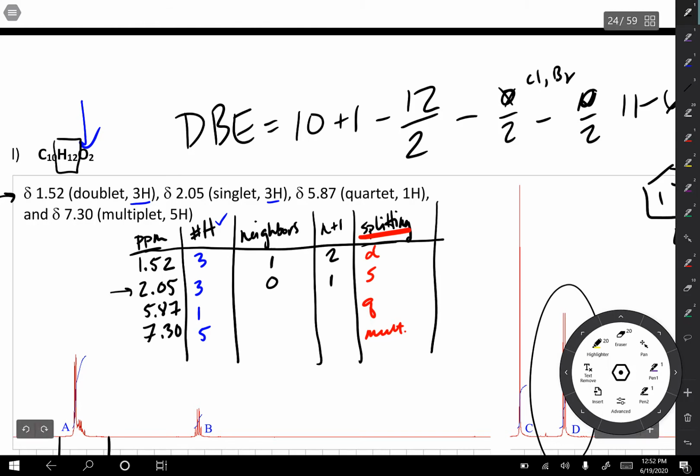Let's look at the quartet. This means that n+1 equaled 4. That means n must be 3, okay? This multiplet, we're not going to worry about right now. You're going to see quickly what it is, all right? Just know that it's too difficult for us to analyze what's going on with this mess. Let's look at the fragments. Let's see if we can guess any more fragments.